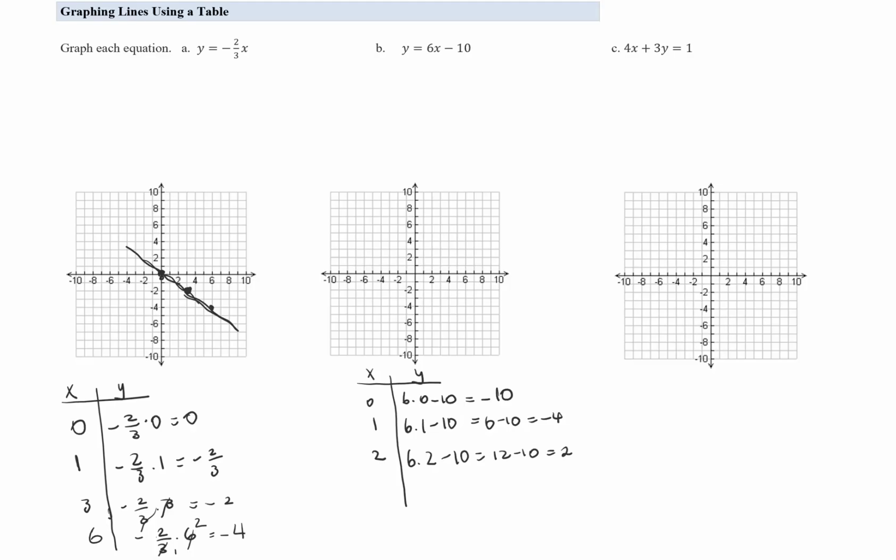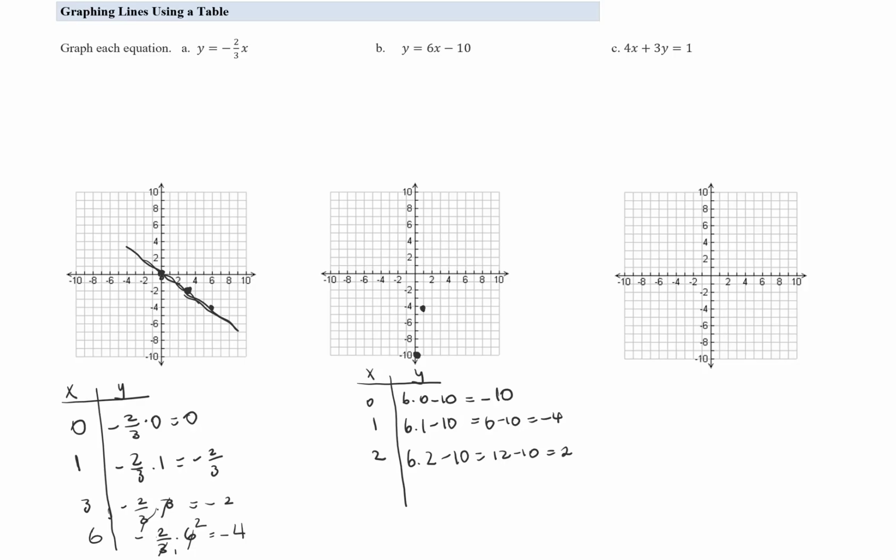So to plot the points, the first one is 0 on the x-axis, negative 10 on the y-axis. So right there, barely in my graphing paper. The next point is 1, negative 4. So go to x equal 1 and then go down to negative 4.